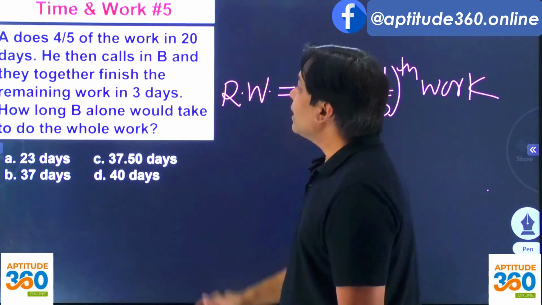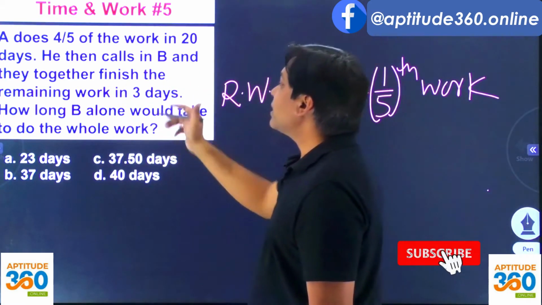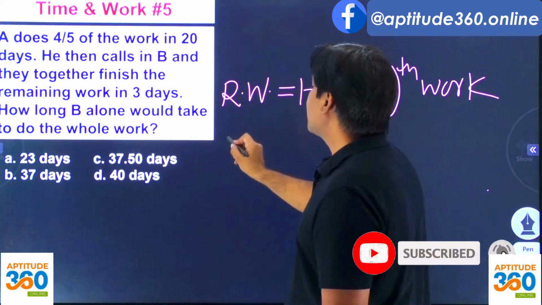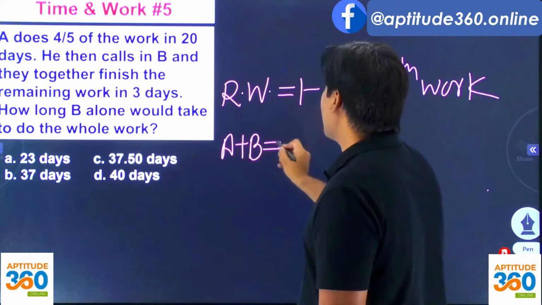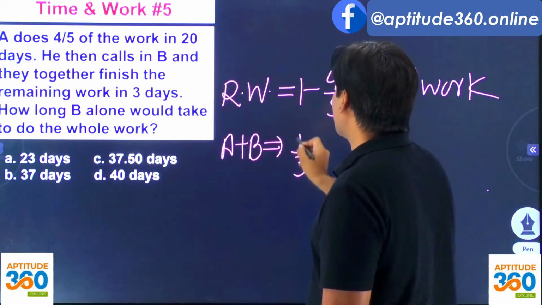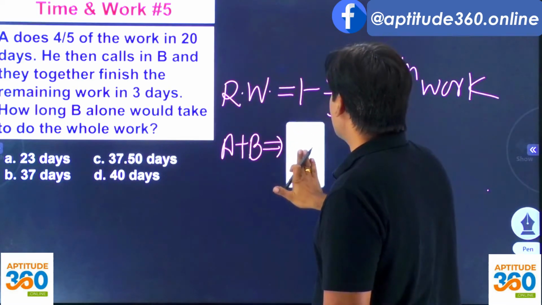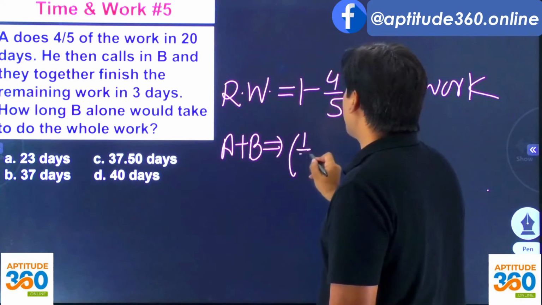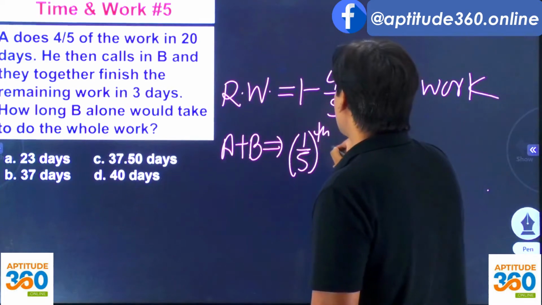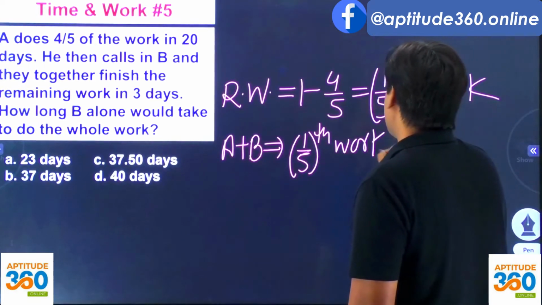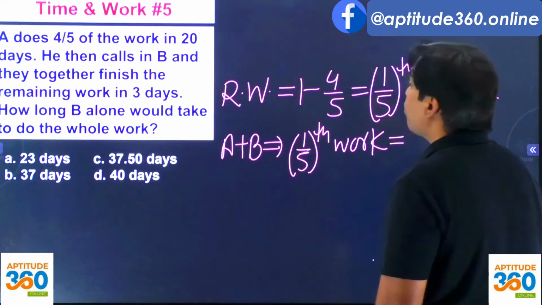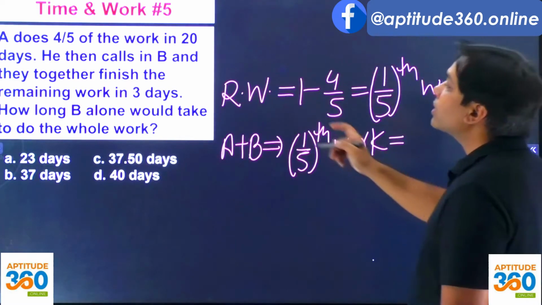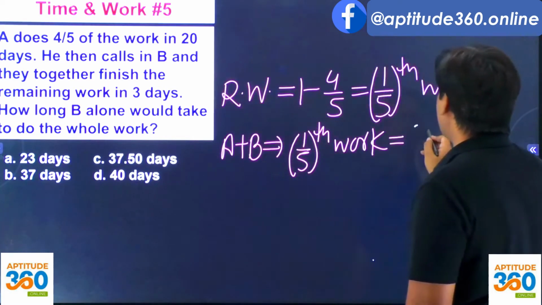अब वो कह रहा है कि he then calls B and together they finish the remaining work in 3 days. A and B are doing 1/5 of the work. क्या इतना पेन चलना चाहिए? मैं तो बोर्ड पे समझाने के लिए भले ही लिख दूं, बट एग्जाम में आपका इतना पेन चलना चाहिए क्या? नहीं चलना चाहिए. 1/5 of the work is being done by A and B together in 3 days.